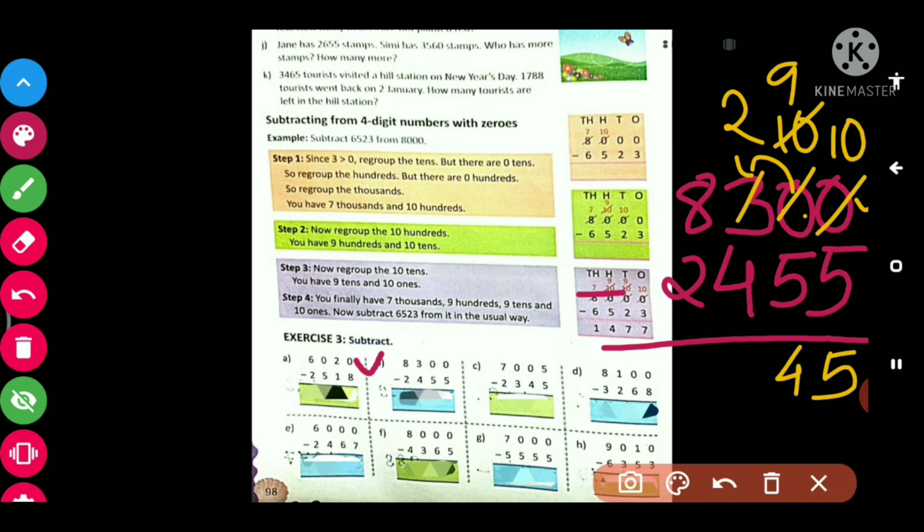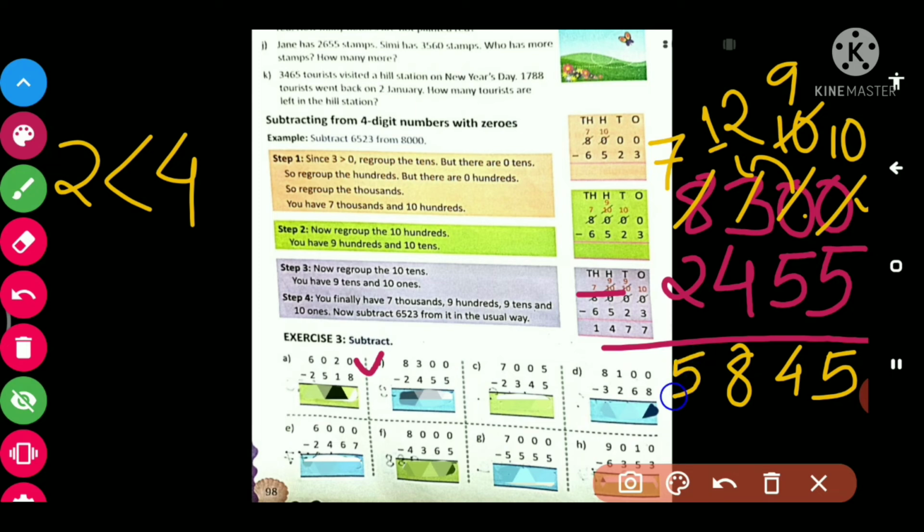9 minus 5, it will be how much? 4. 2 minus 4. Can we subtract 4 from 2? No, because 2 is less than 4. So now this 2 will borrow it from the 1000 place value. So this 8 will reduce by 1 and it will become 7. And this 2 will become now 12. Now 12 minus 4, it will be how much? 8. 7 minus 2, it will be how much? 5. So our answer is what?